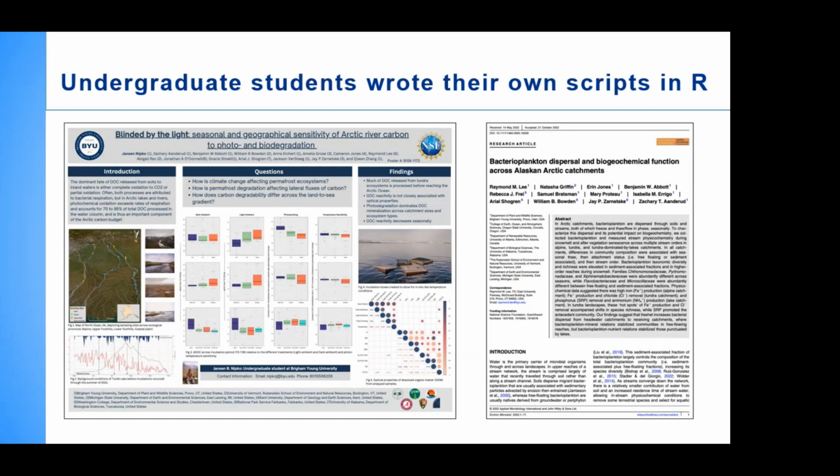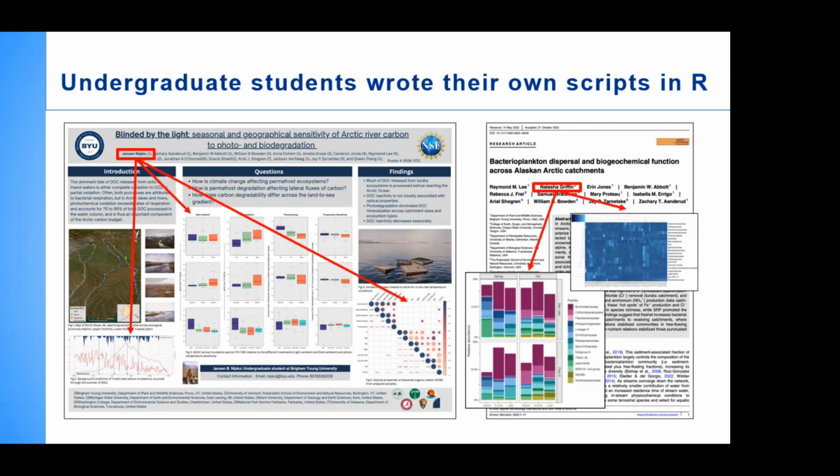I think there is a debate about whether undergraduate students can handle R, if it's too much, if it's too little, if it's important for them. So we should try to teach it, or if we're just discouraging them. I don't know. But undergraduate students wrote their own scripts in R for these research products.